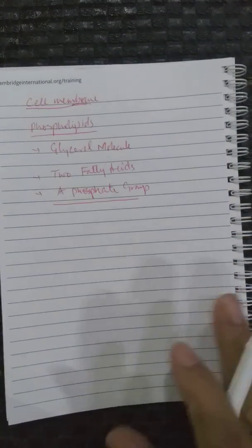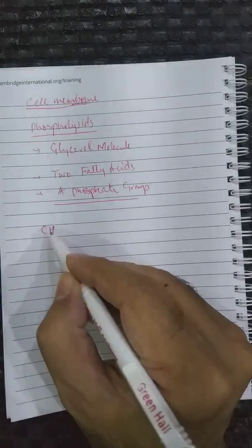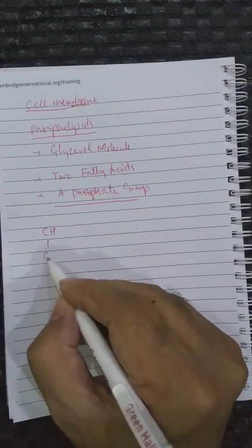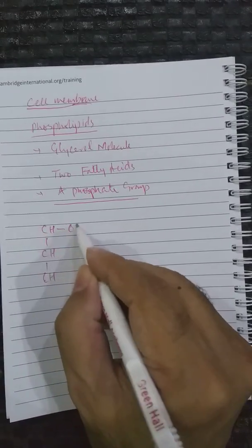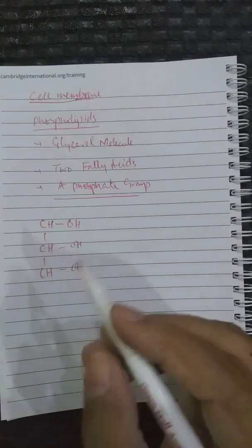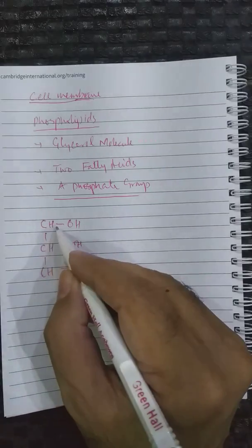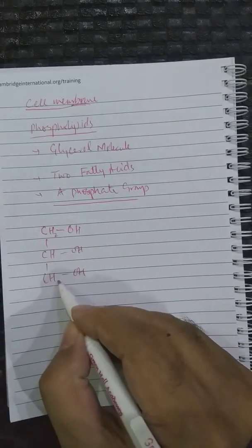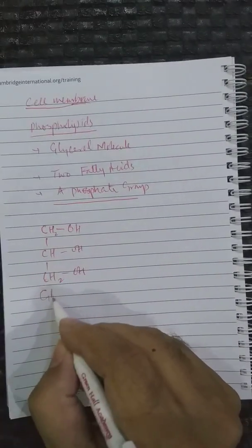Okay, so a glycerol molecule has a hydrocarbon chain with three hydroxyl groups attached to it. To balance the valency of carbon, you can have two hydrogens here, two hydrogens here. So this is already balanced. So this is a glycerol molecule. Glycerol.